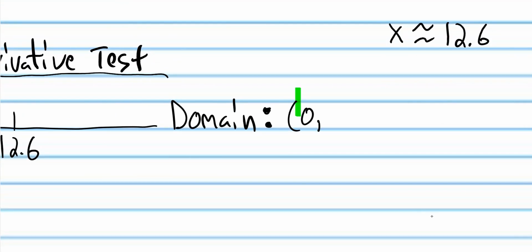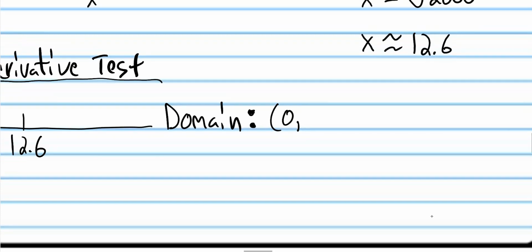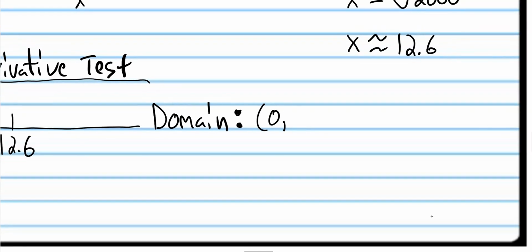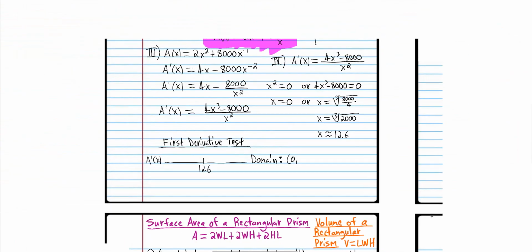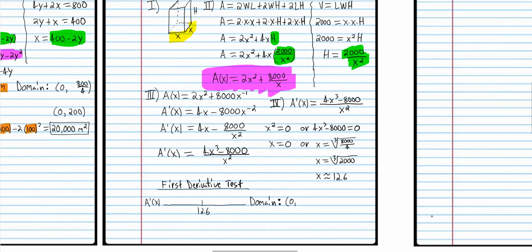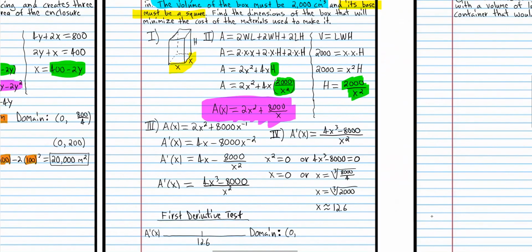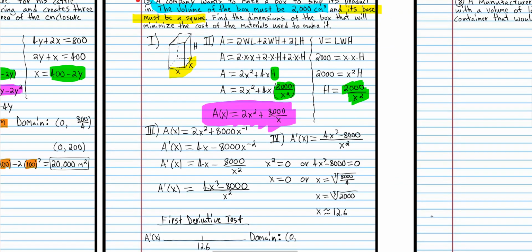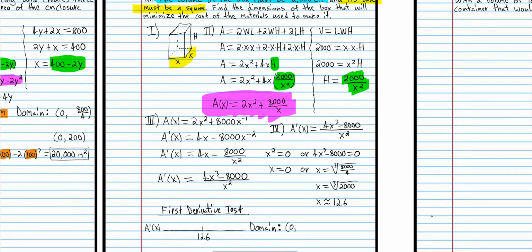But I'm going to write a parenthesis because x can't really be equal to 0, because then the surface area would just go to 0. We don't really have that. We're not interested in having a box that has no surface area, right? That would mean it disappears.